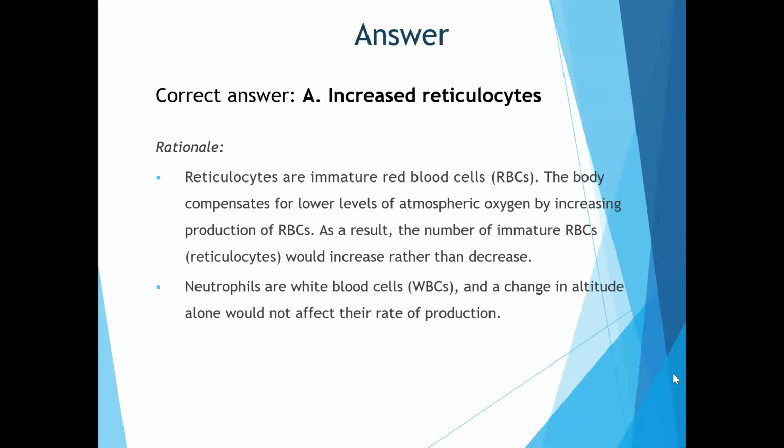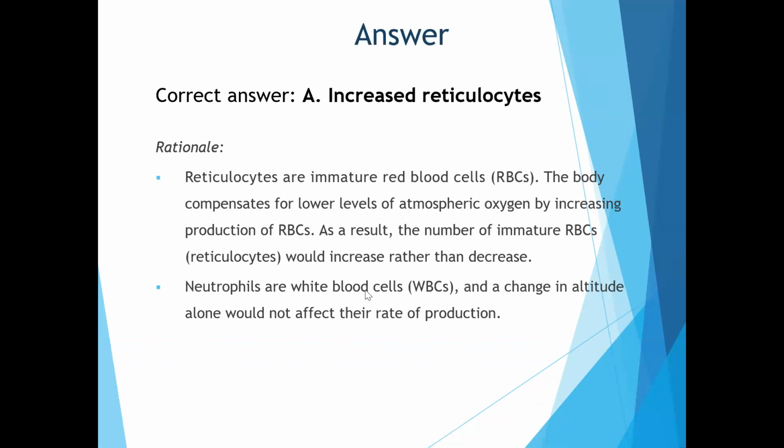Okay, so the correct answer is A, which are increased reticulocytes. Remember, the reticulocytes are immature red blood cells. And so when we have lower levels of atmospheric oxygen, such as areas of high altitude, we then need to increase our production of red blood cells so that we have more carriers to get that oxygen somewhere more quickly. So we need more reticulocytes to mature into red blood cells.